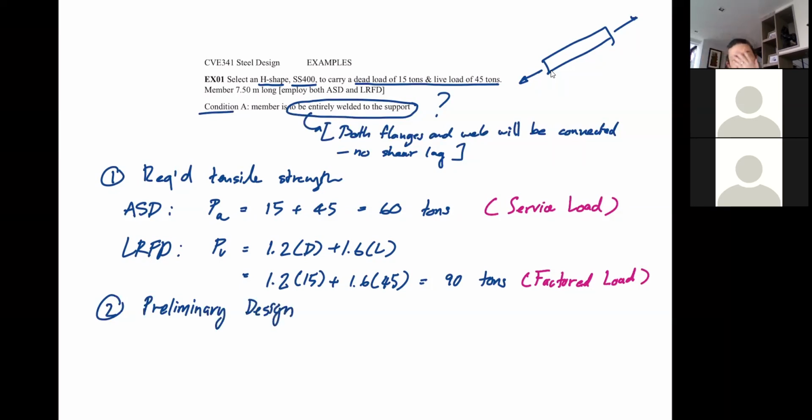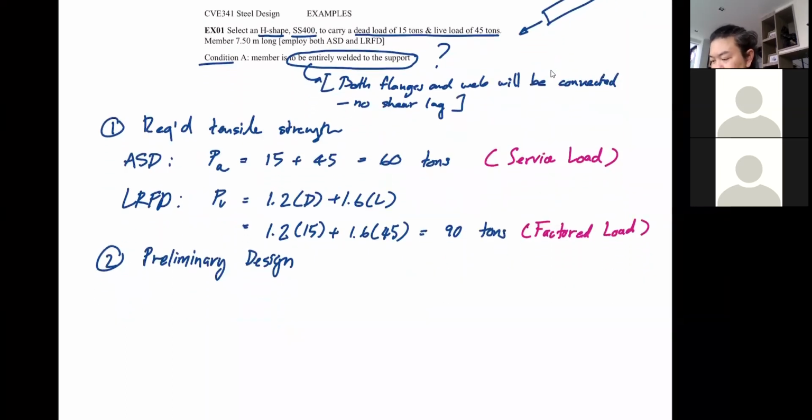Now we sort of know that we're going to have two failure modes, the yielding and the rupture. So let's say I'm going to pick the section by checking the yielding. So we're going to consider the first failure mode, yielding.